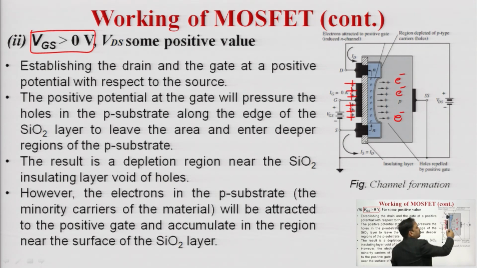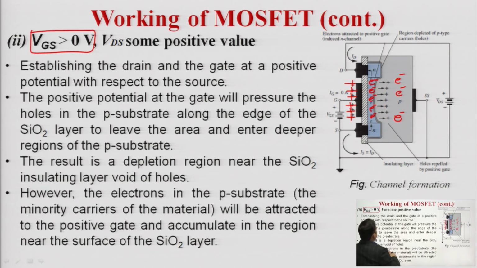Here we have positive, due to which electrons are accumulated over this particular region, and they constitute a channel. So if we apply some positive gate to source voltage, the electrons get attracted towards the gate terminal, and they constitute a channel.